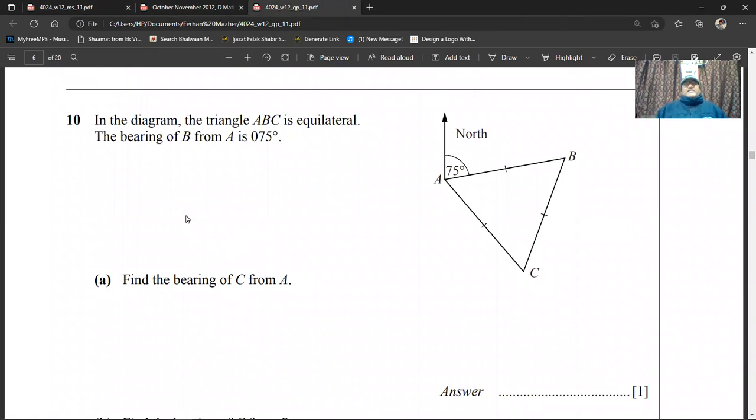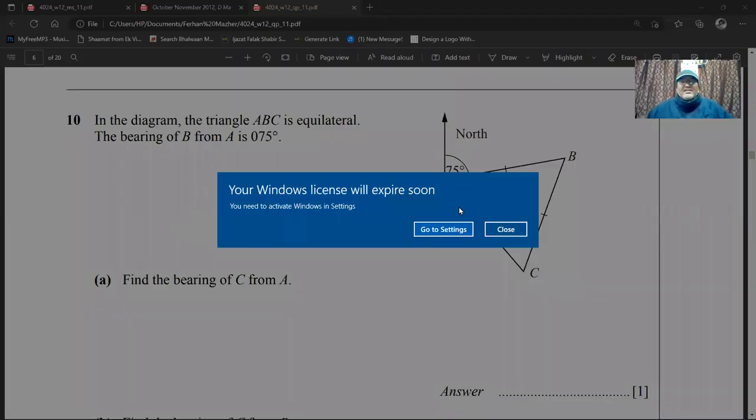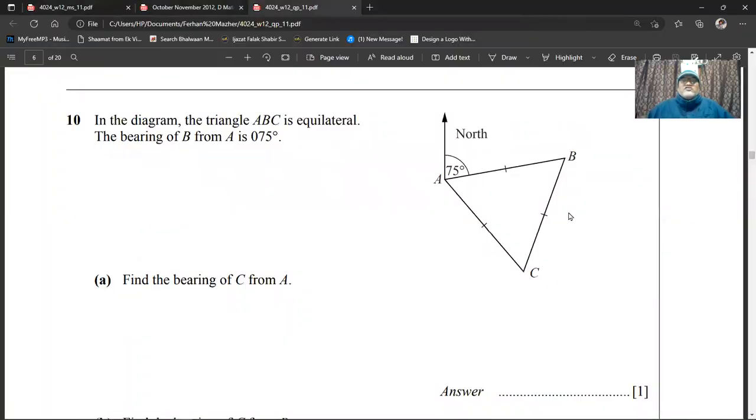Question number 10. It says, in the diagram, triangle ABC is an equilateral triangle. The bearing of B from A is 75. So this is an equilateral triangle, and because it is equilateral, all the internal angles of this triangle are 60, 60, and 60 degrees.